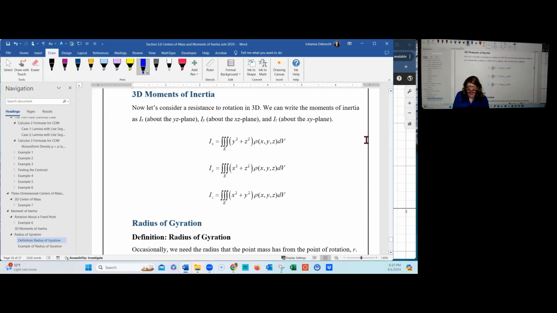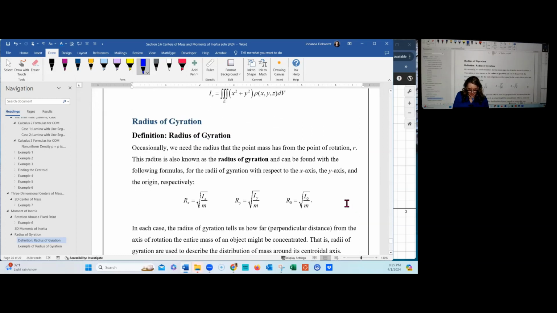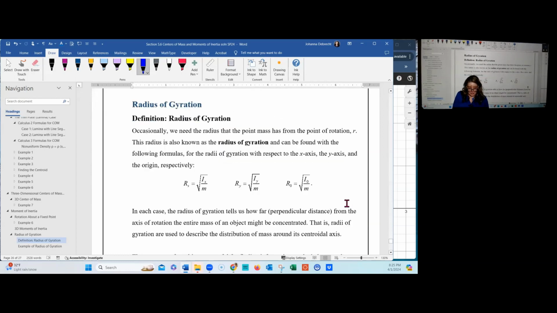We have one last idea to cover, which is related to what we've been talking about recently. And this is what's called the radius of gyration. So this is a very weird thing. It's just sort of a fun little topic to talk about. You probably don't have any homework problems on it. But every once in a while, we need to know what it would be like if we could concentrate the mass at a point around where we're rotating. So at a fixed distance from some point of rotation, all right?